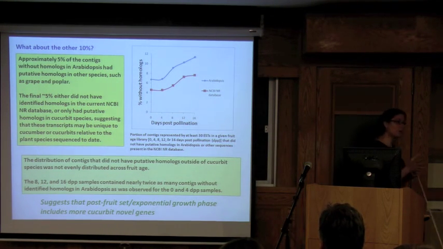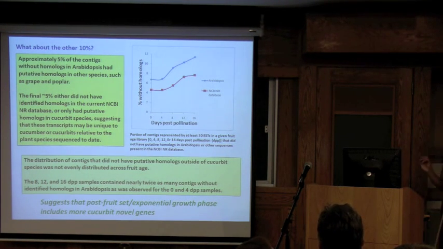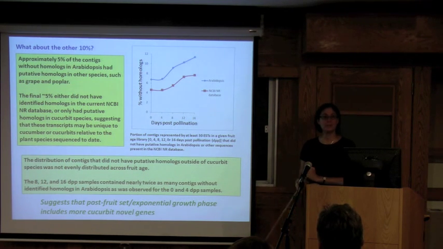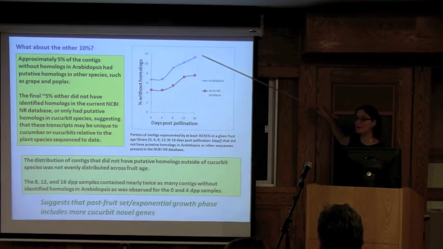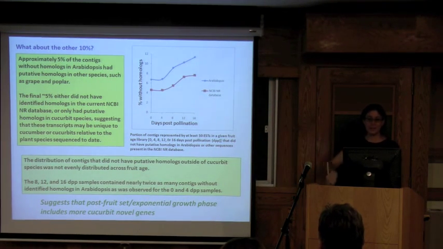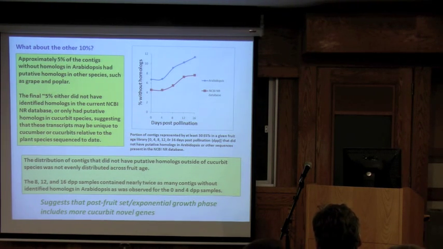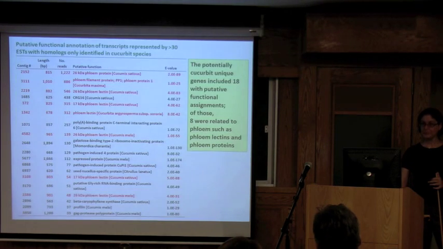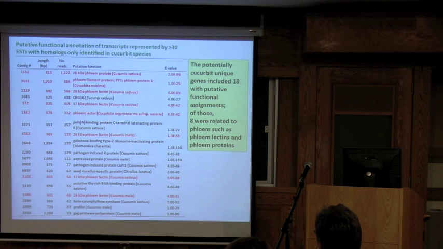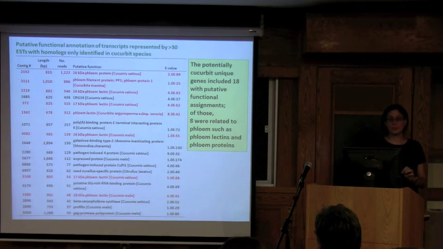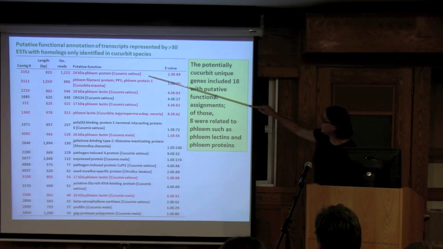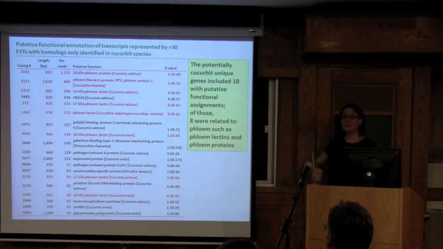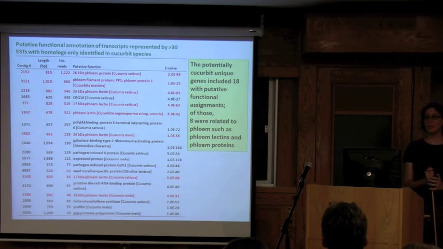If we then looked at the distribution of these transcripts that did not have putative homologs, we see that that was not equivalent at the different time points. So there were approximately twice as many that did not have putative homologs in Arabidopsis at 8, 12, and 16 days post-pollination as at 0 and 4 days, suggesting that that post-fruit set, that exponential growth phase, may include more cucurbit novel genes. If we look at those transcripts represented by greater than 30 ESTs, but that had homologs only identified in cucurbit species, that included about 18 that had putative functional assignments, and of those, 8 were related to phloem, such as phloem filament protein, phloem lectin, etc. And this is consistent with the unique phloem structure in cucurbits relative to other species.